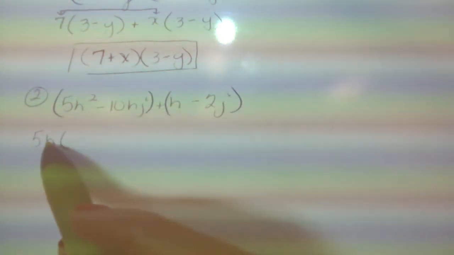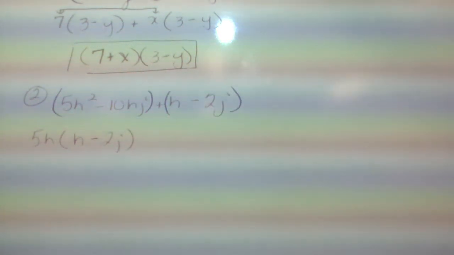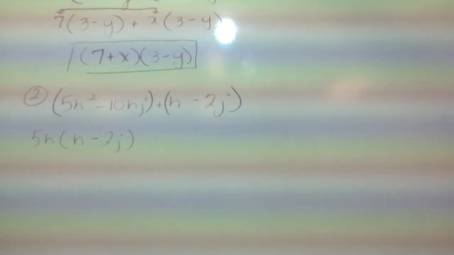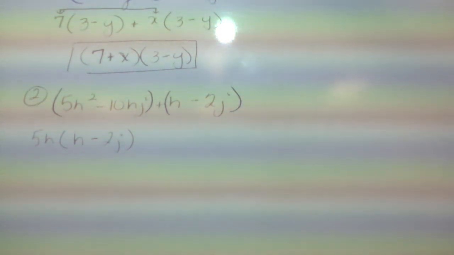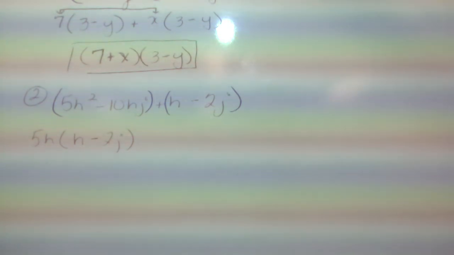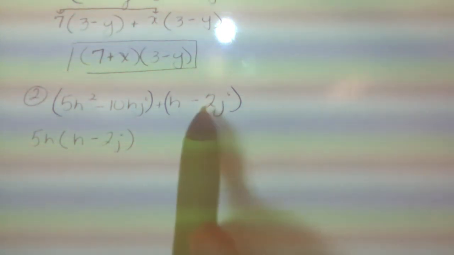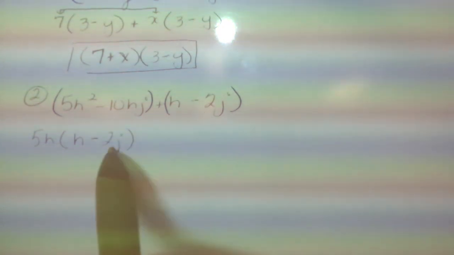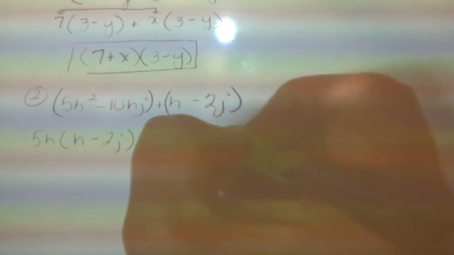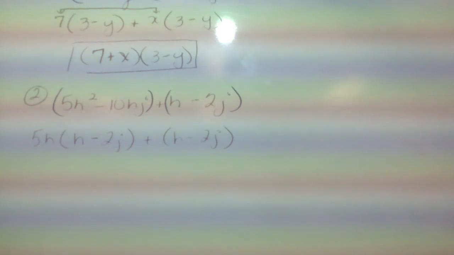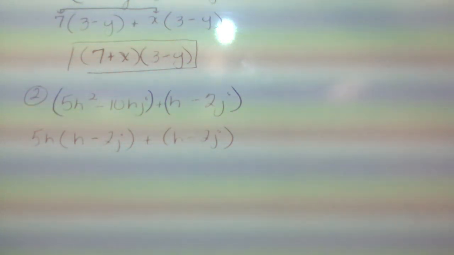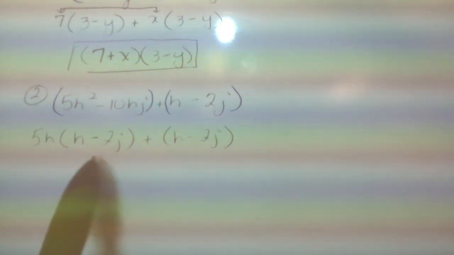So 5h squared divided by 5h is h, minus 10 divided by 5 is 2. The h's cancel. I'm left with j. Now, if I take a look at the second parentheses, there's no GCF. So at that point, I have to make sure that this is the same as this, and it is. So I'm just going to bring that down. I'm good because what's in parentheses is now the same.